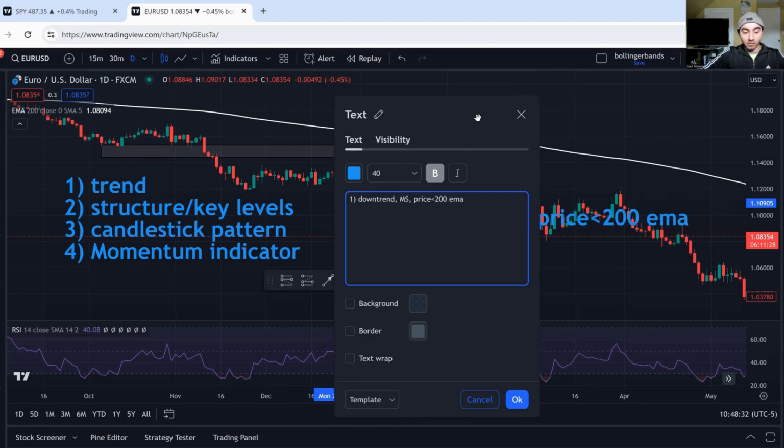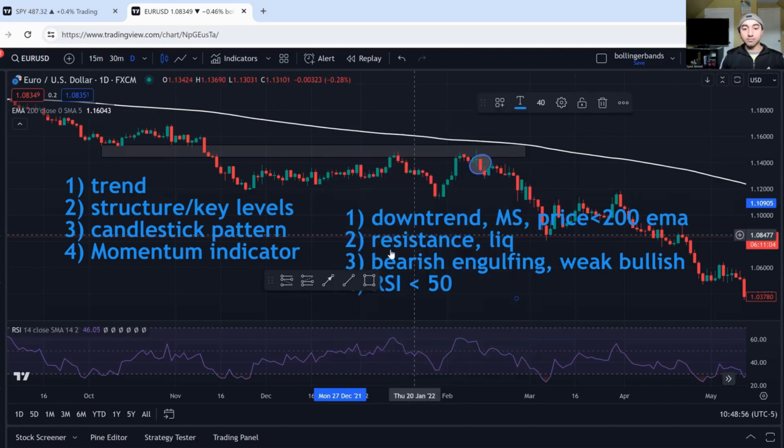Put simply. Okay, let's look at structure. We're in resistance, right? We have liquidity, and we also have supply and demand. But I didn't talk about supply and demand, so we'll forget about that for a second. And let's go to candlestick pattern. We have a bearish engulfing pattern, and we just have weak bullish candles as well. Weak bullish. Okay, let's look at our momentum indicator. RSI is less than 50. Okay.